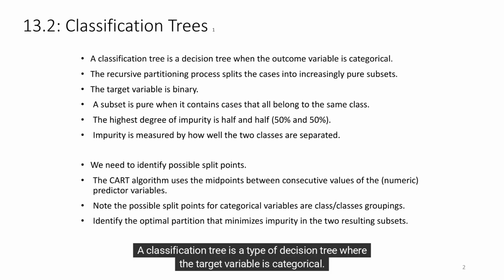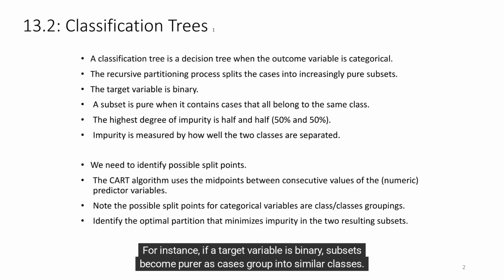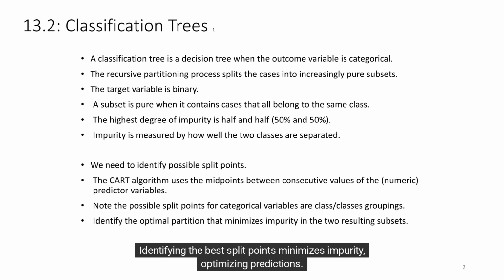A classification tree is a type of decision tree where the target variable is categorical. It uses a process called recursive partitioning to split data into purer subsets. For instance, if a target variable is binary, subsets become purer as cases group into similar classes. Let's consider impurity. It's highest at 50/50 splits and decreases as groups become homogeneous. Identifying the best split points minimizes impurity, optimizing predictions.